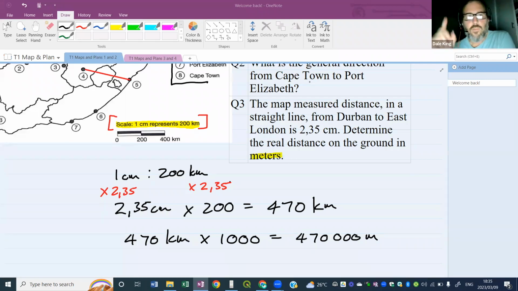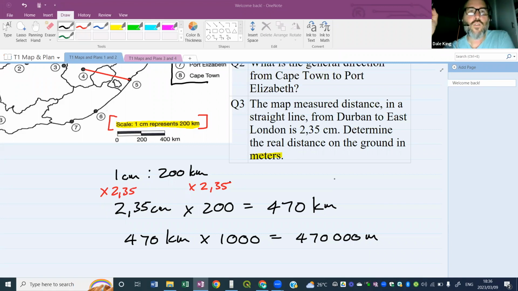Now, some people were getting 470, and maybe you didn't realize that you had to go to meters. If you did see that you had to go to meters, yeah, Sonia, I think you divided. If you did see that you had to go to meters, and you're getting 470 meters, you got to think about that a little bit. From Durban to East London, 470 meters, not even a kilometer. That doesn't sound right. So when you look at your answer, and if you have an idea of roughly what the distance should be, then if you're getting 470 meters, it doesn't sound right.